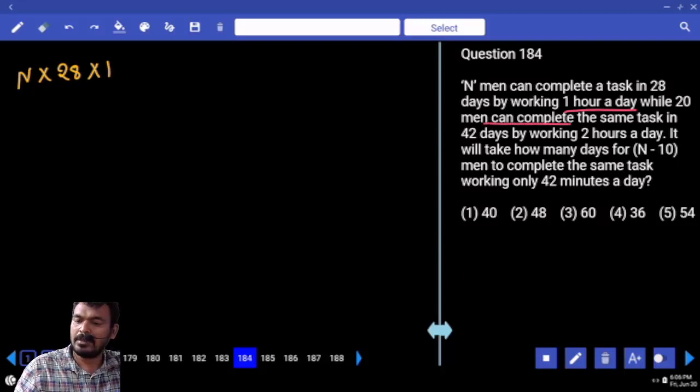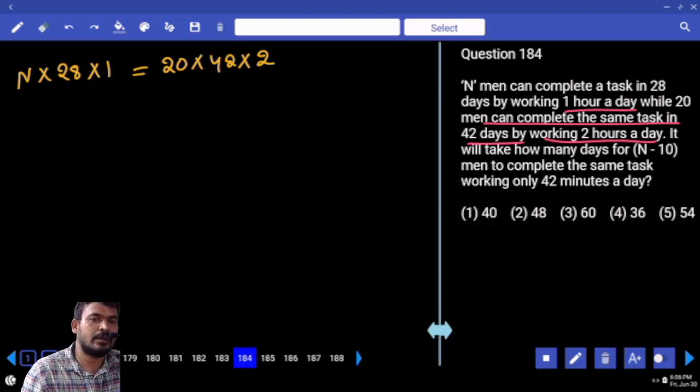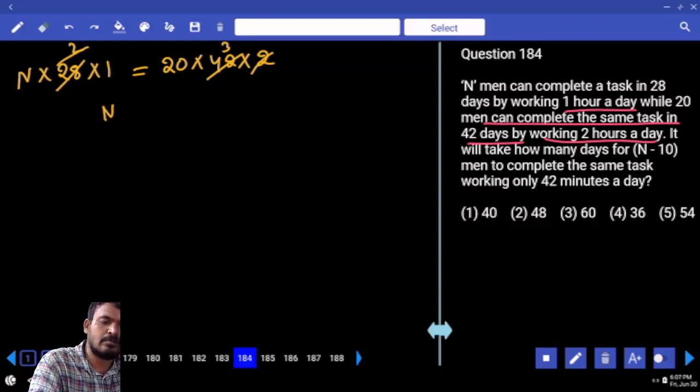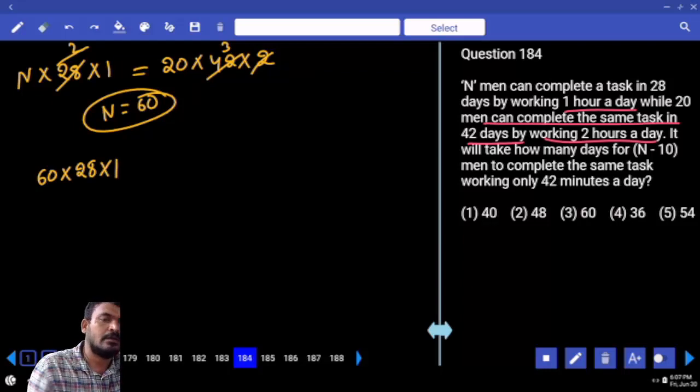Second, 20 men can complete the same task in 42 days, working 2 hours per day. That is equal to 20 men into 42 days into 2 hours. Simplifying this, we get the n value. 14 and 14 cancel, 3 and 2 cancel. 3 into 20 is 60. N value is 60. Substituting the n value on the left hand side, we get the total work: 60 into 28 into 1 hour is the total work.